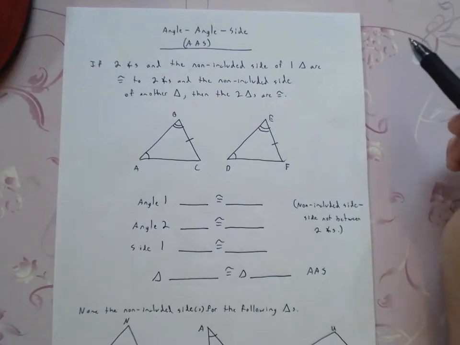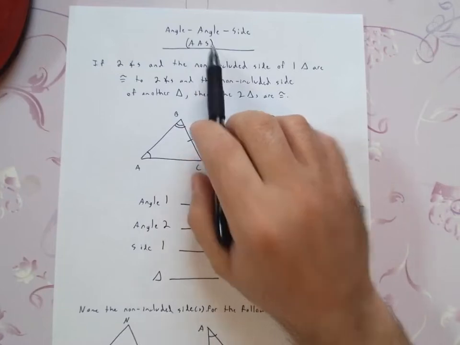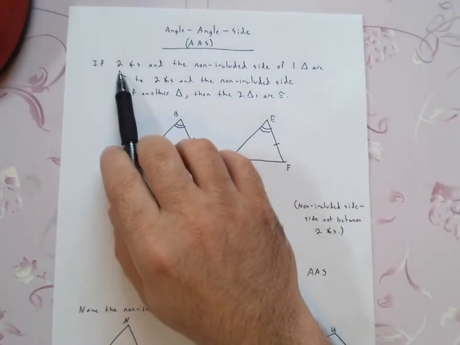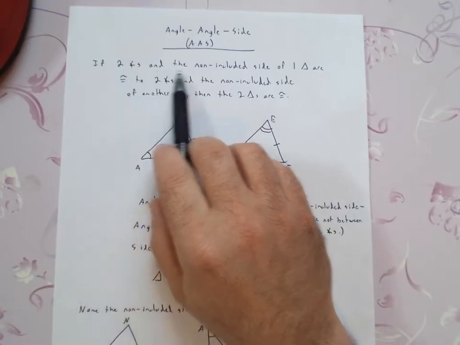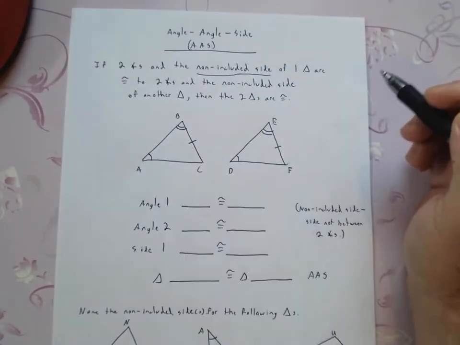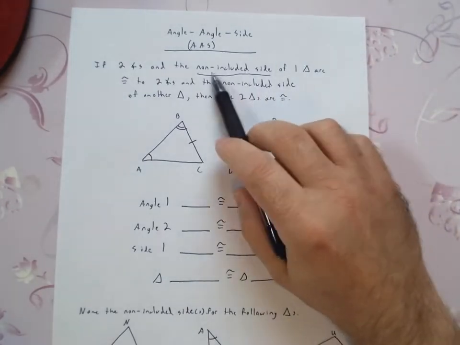Alright, another way that we had to prove triangles congruent: angle, angle, side, or AAS. Okay? So, angle, angle, side, here's what it states. It says if two angles and the non-included side. Alright, so we got this non-included side. We learned what an included angle was. It doesn't change too much up with the non-included side.